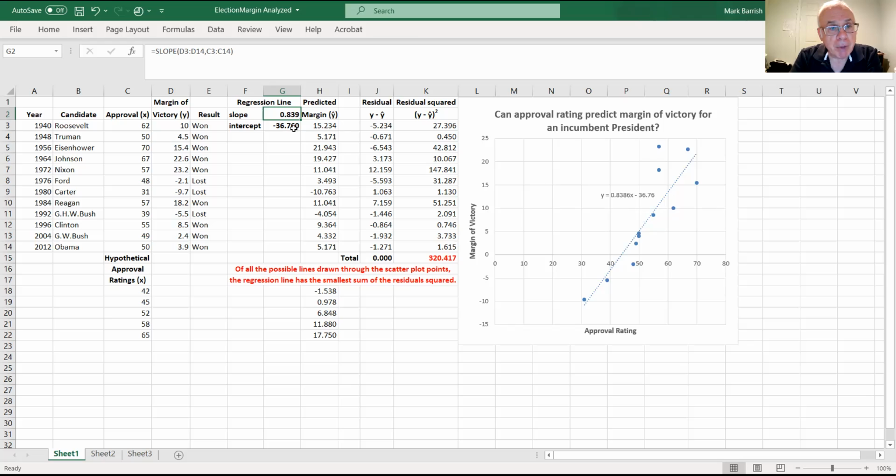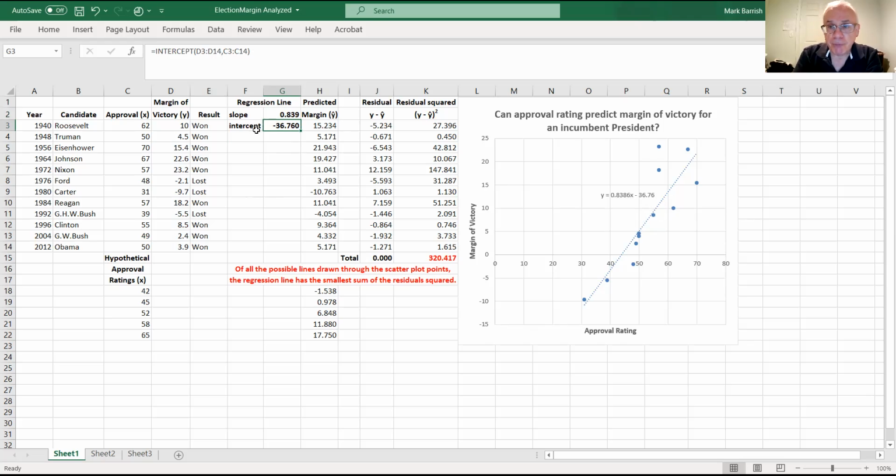And then the intercept, we use the intercept function and do the same thing, where the y variable or the response variable is first, the explanatory variable or the x variable comes second. All right, and that of course matches what you see in the graph. That's our equation. All right, slope and intercept of that equation.